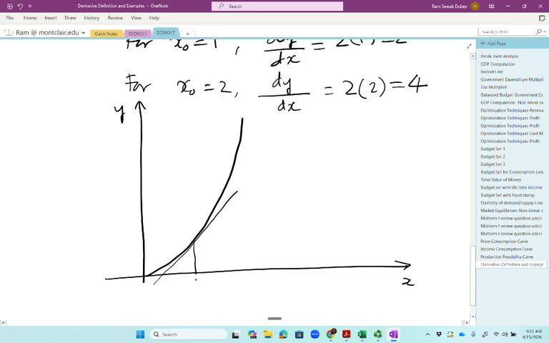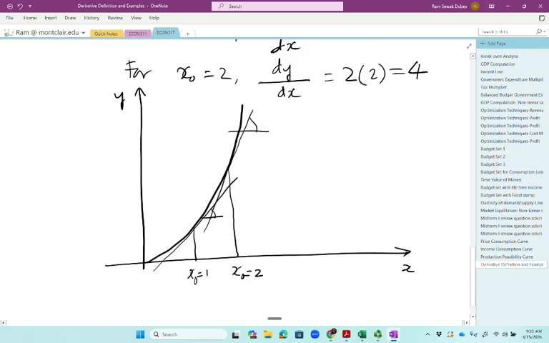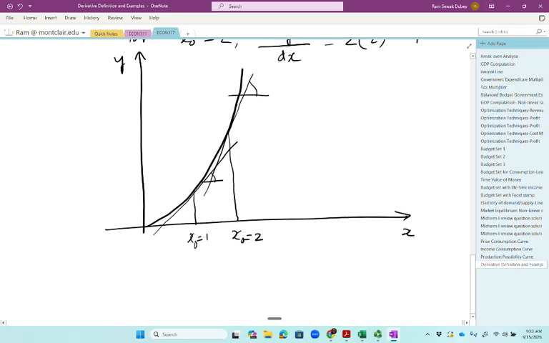So if x0 is 1, I have drawn the tangent. Slope of this tangent is the derivative at x0 equal to 1. I would like to draw at least one more tangent to show how derivative changes as we go from one point to the other on the graph. So now I have the derivative, let's say at x0 equal to 2, and you can see the tangent has steeper slope, and that's the derivative. So this is the geometrical interpretation of the derivative.